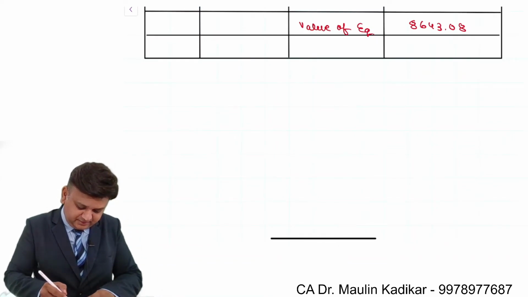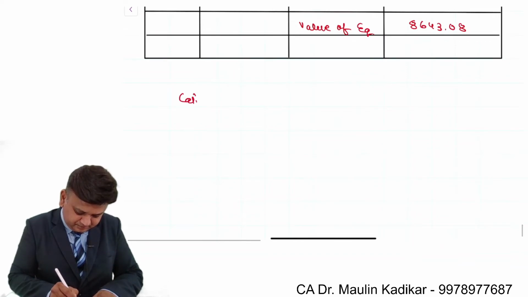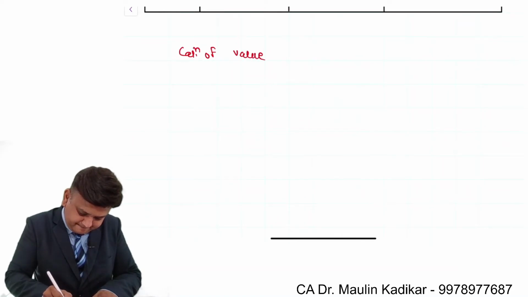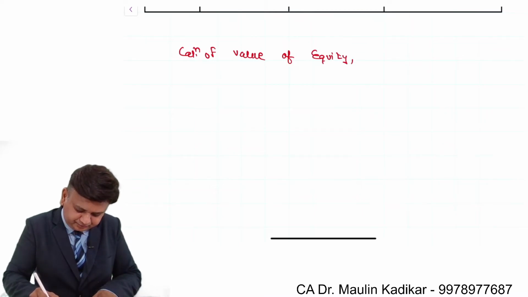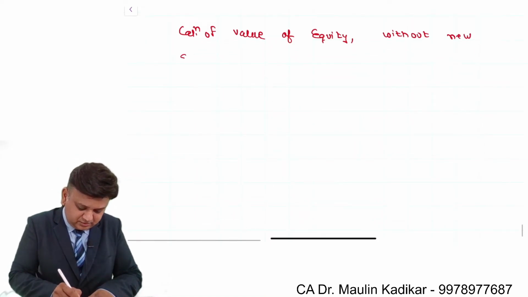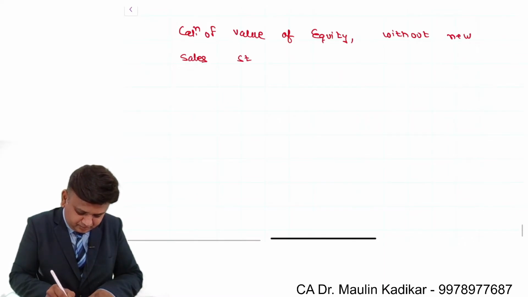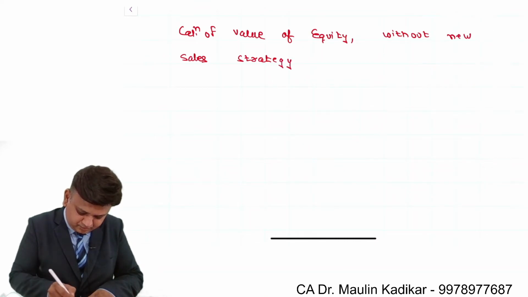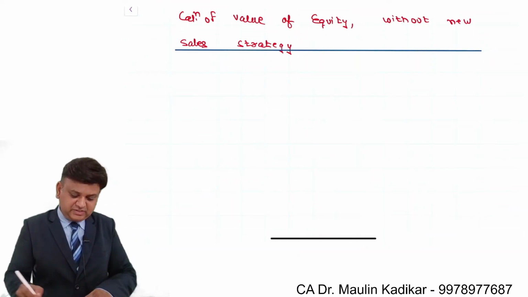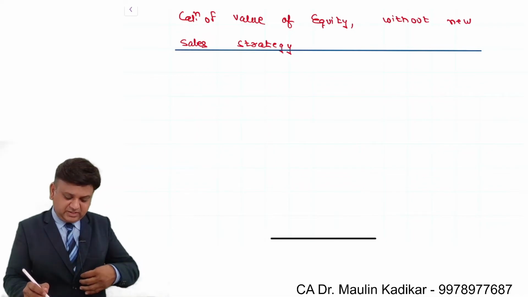Next is red on heading, calculation of value of equity, without new sales strategy. So let us have understanding, that's how to make the calculation of this answer. I request you to write down answer along with me.